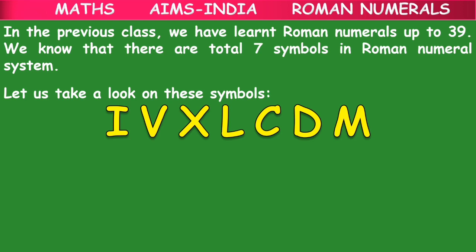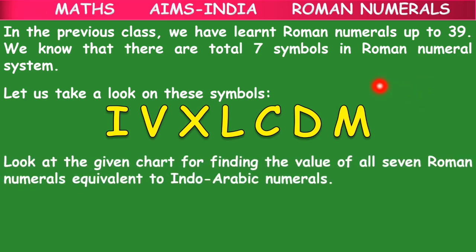Let us take a look at these symbols. See, what are these Roman numerals? These Roman numerals are few symbols which are used in place of numbers. We know that there are 7 symbols in total. What are they? I, V, X, L, C, D, M. And remember, children, it is very important that you remember all these symbols in the same order. You should remember it like this only: I, V, X, L, C, D, M.